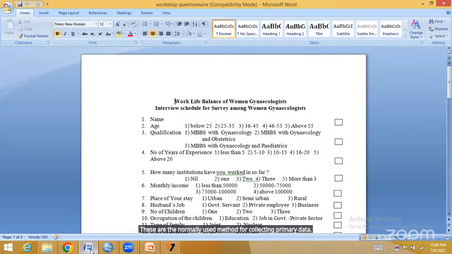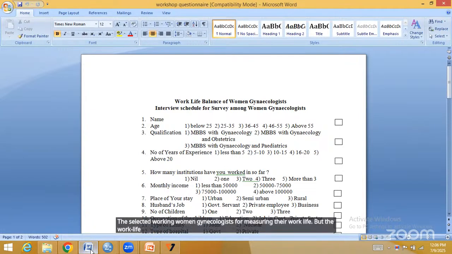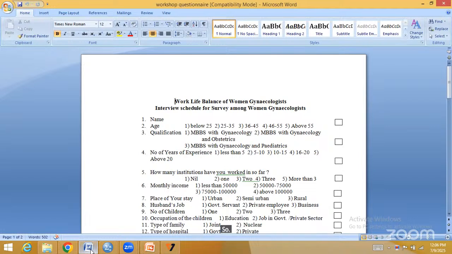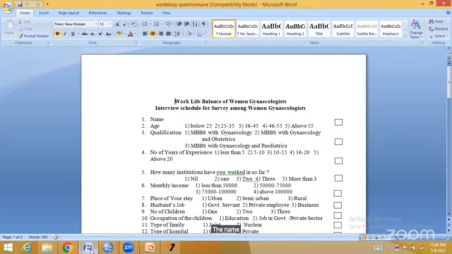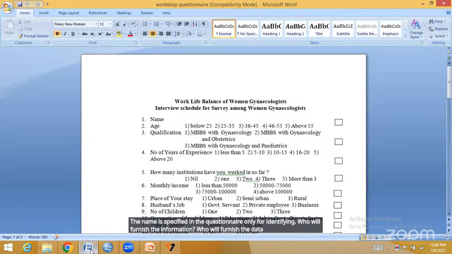And in this case, this questionnaire is used by the researcher for collecting necessary information from the selected working women gynecologists for measuring their work-life balance. So normally, whenever we prepare a questionnaire, the first question is name. There is no need for analyzing the name, but the name is specified in the questionnaire only for identifying who will furnish the information, who will furnish the data. That can be identified by just observing the name.